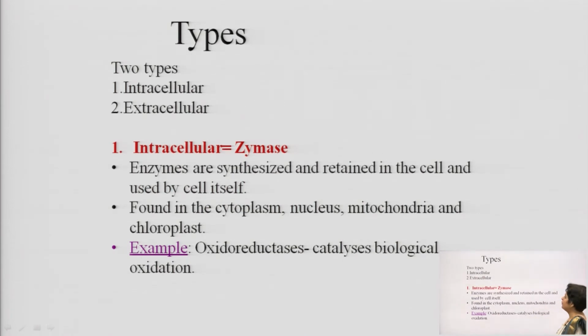Now coming to the types of enzymes. So we have two types of enzyme. First one is intracellular and the other is extracellular. Intracellular, as the name suggests, intra means inside the cell, okay.